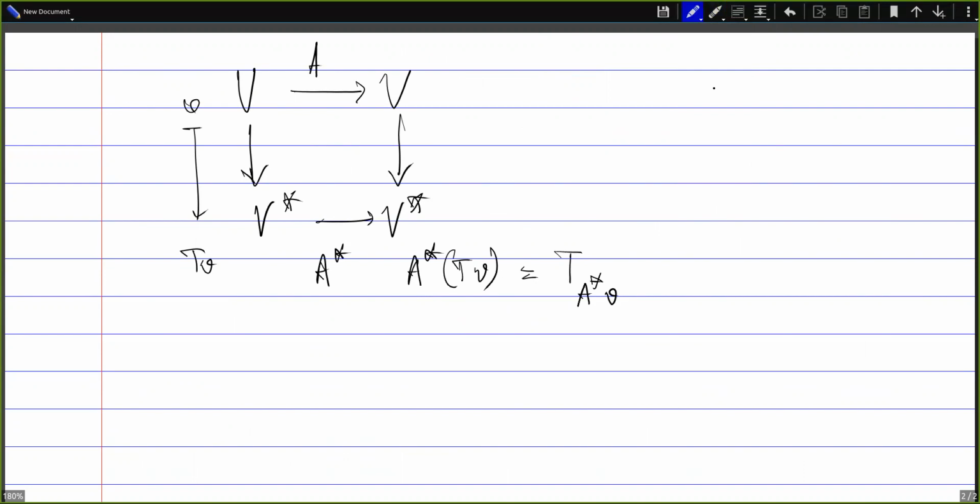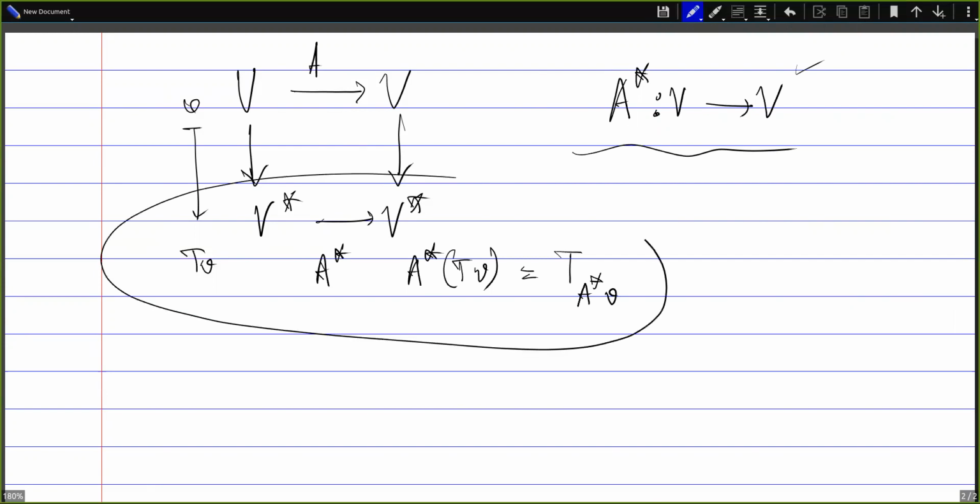So in view of this, what we will do now is regard A star as a map from V to V itself. Again, let me tell you, in general, when there is no inner product, A star is a map at the level of the dual. But when we do have an inner product, then we can regard A star as a map from V to V itself. And in this case, we'll simply forget about the dual map.